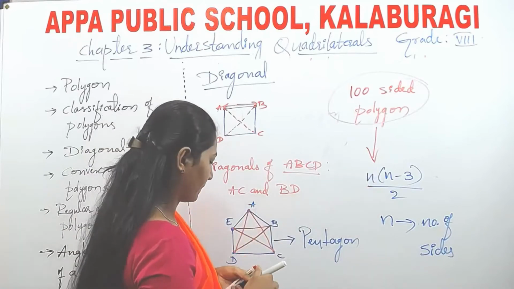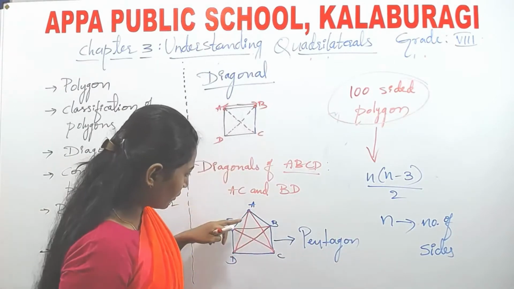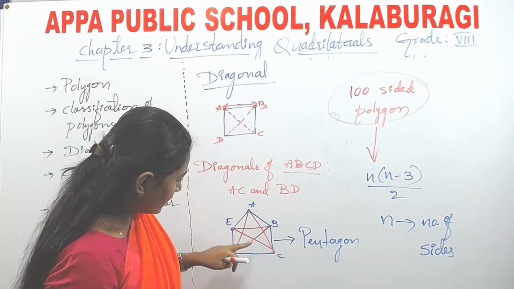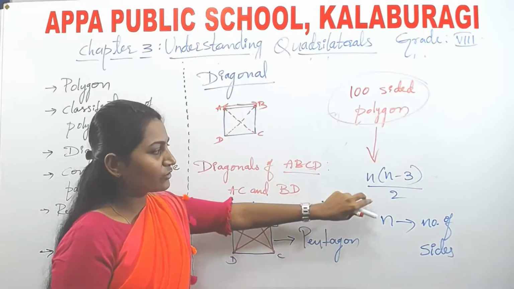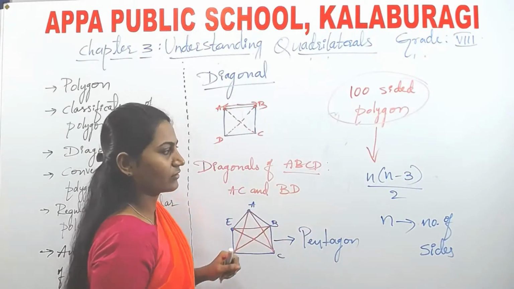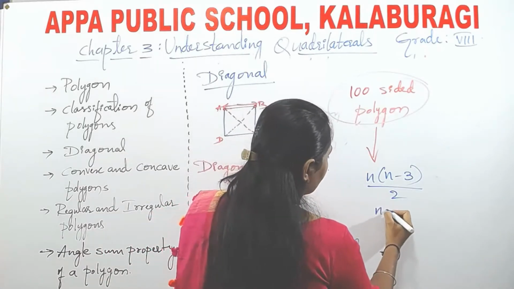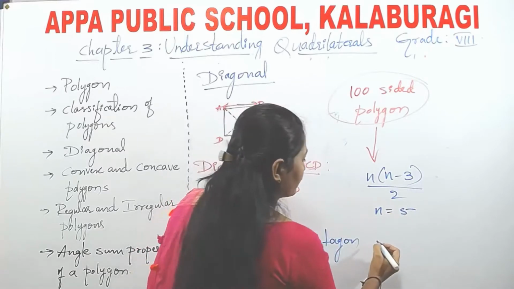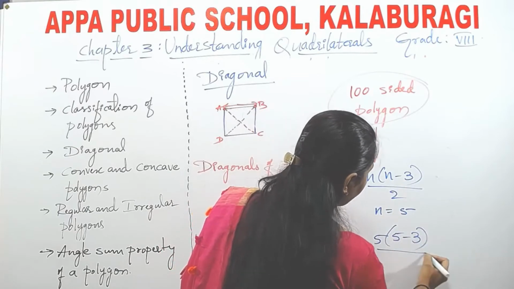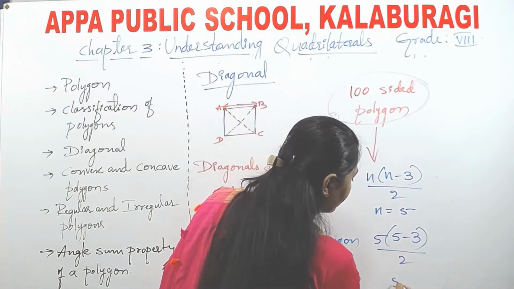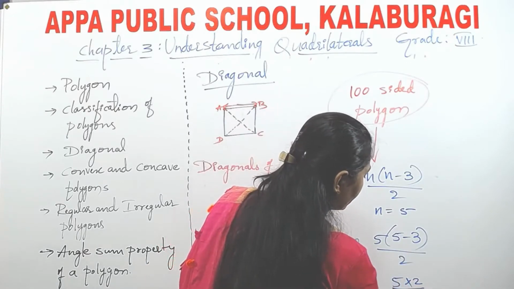Let us verify. Here you have 5 sides. How many diagonals did we draw? 1, 2, 3, 4, and 5. We have drawn 5 diagonals. Let us check whether using this formula we get 5 diagonals. Here n is equal to 5 for a pentagon. Substituting in the formula, 5 times 5 minus 3 divided by 2. So 5 minus 3 is 2, divided by 2.